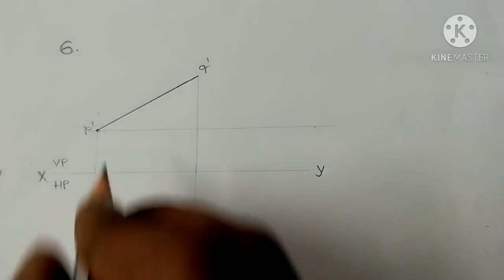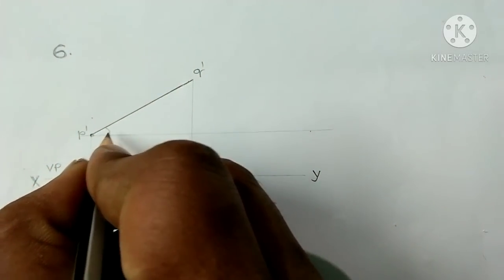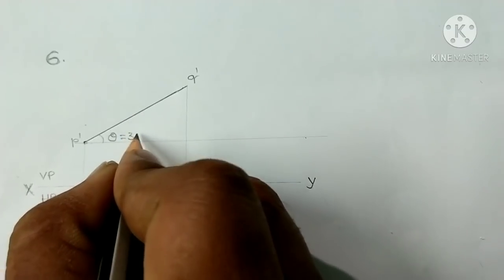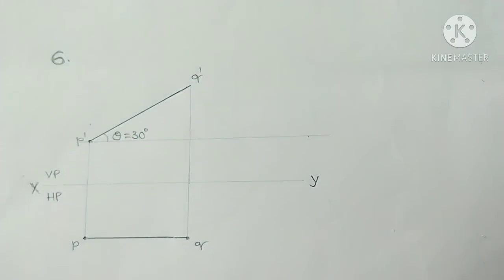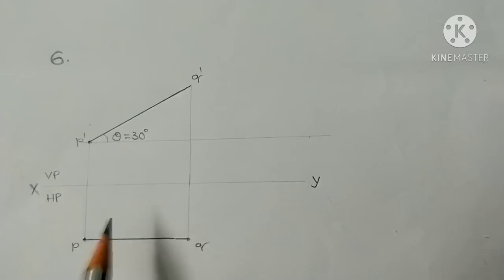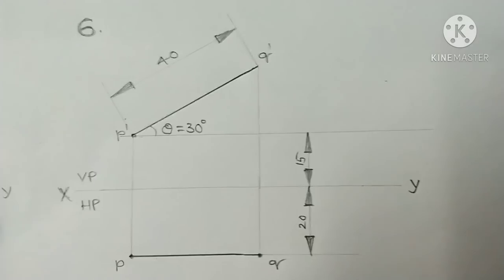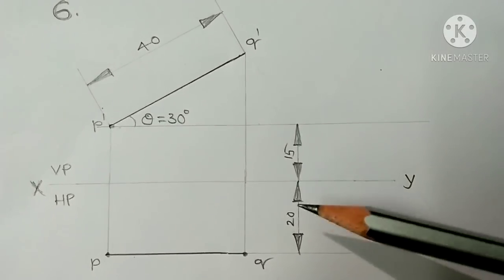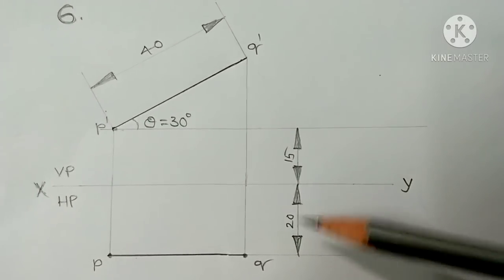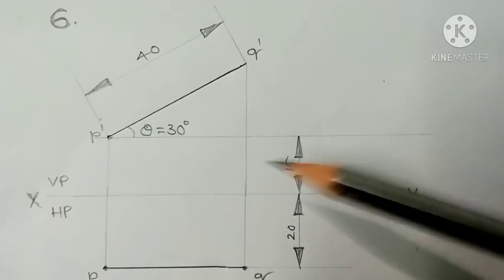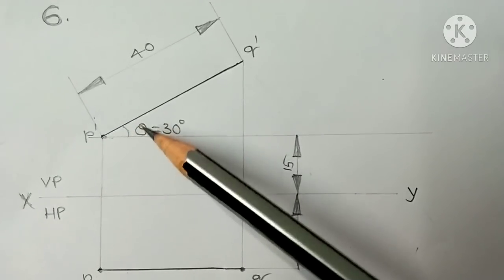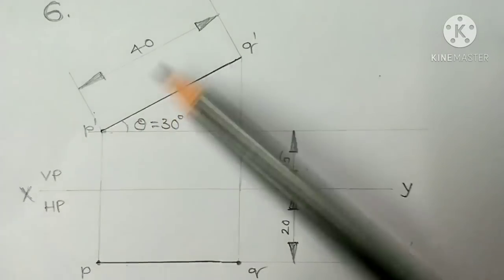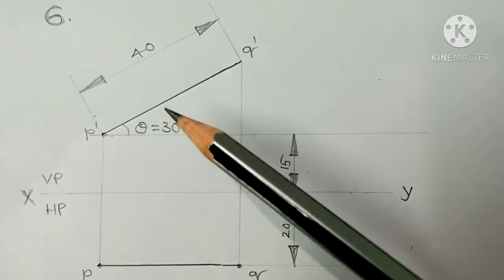Finally, the inclination with the horizontal plane is denoted by theta, as I said in the last class. So here we should mention theta is equal to 30 degrees, and we should show the remaining dimensions also. This is the lower end 20 mm in front of VP, 15 mm above HP, and the line is 30 degrees inclined to the HP. The length of the line is 40 mm. In this way we get the projections of the line.